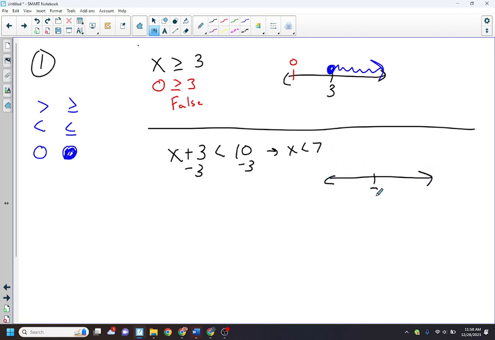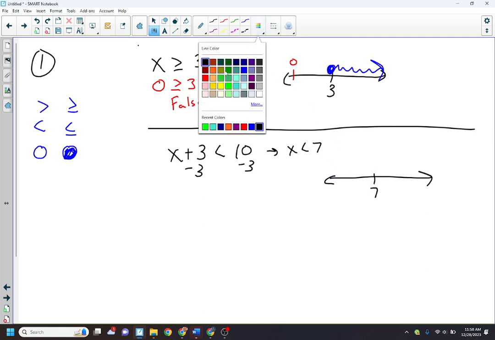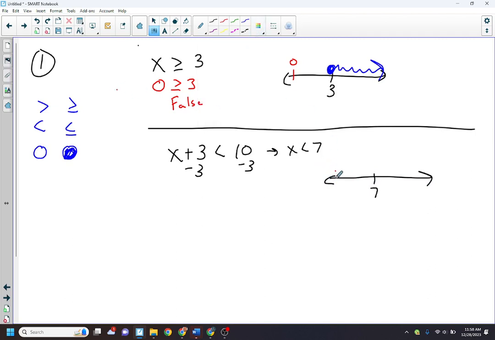Graphing's still the same. I put 7 here. I keep in my mind that 0's on the left side. 0's less than 7. Oh, that is true. So since that's true, I do an open circle because it's less than, and color towards the truth, which happens to be the left in this case.